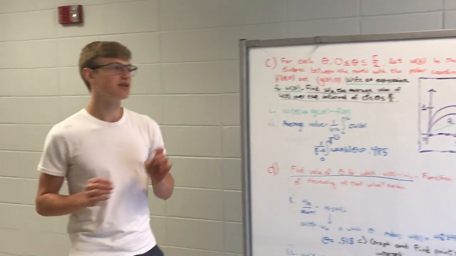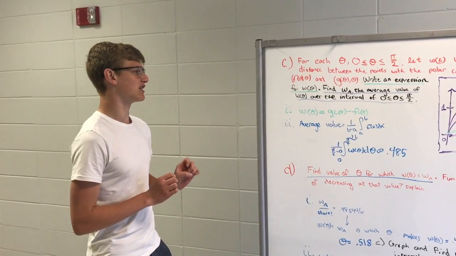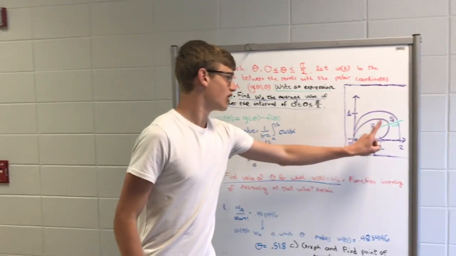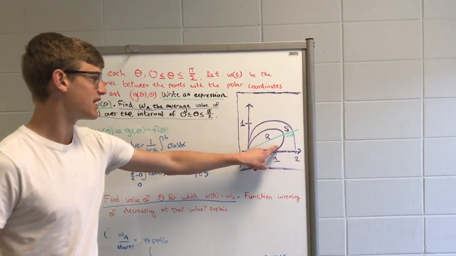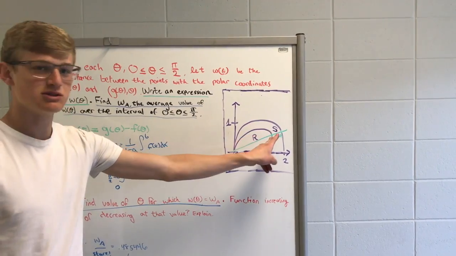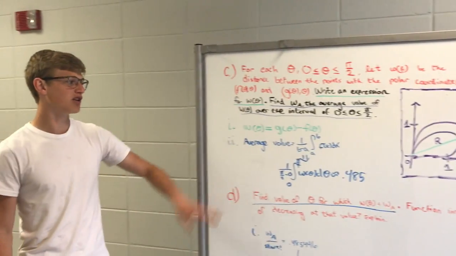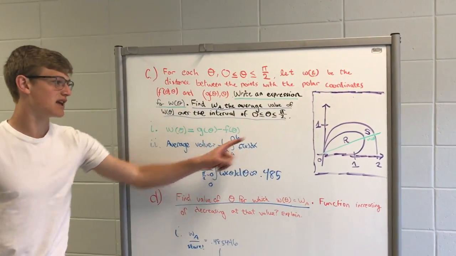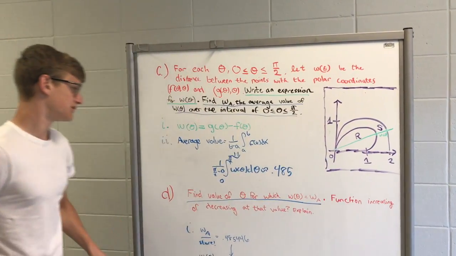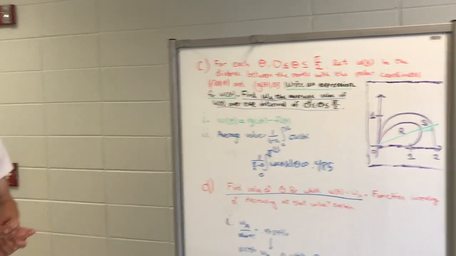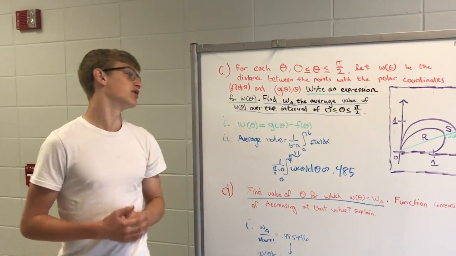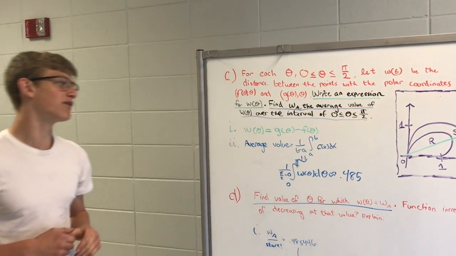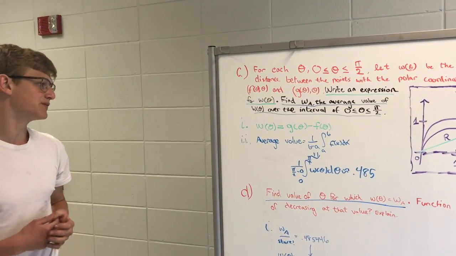So, to understand this, you just have to understand the basics of how polar equations work. You have to understand that one curve minus another curve equals the distance between those two curves. So, our w of theta expression is g of theta, the outside curve, minus f of theta, which is our inside curve. Then, it asks us to find w sub A, the average value of w of theta over the interval of 0 to pi over 2.